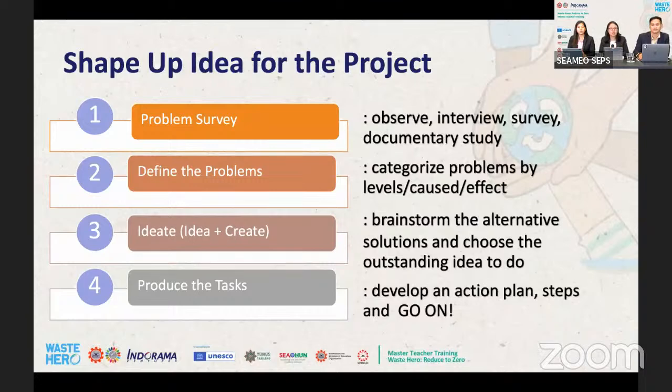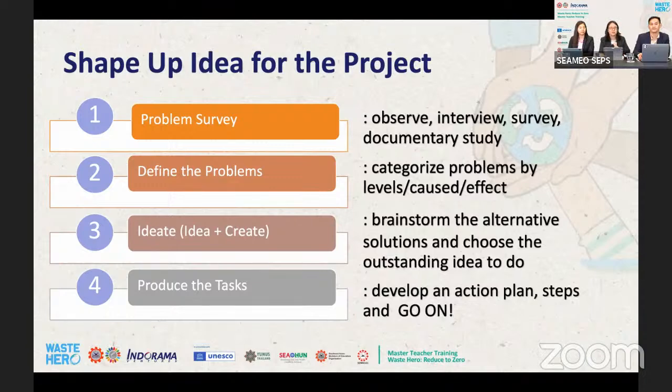And the second step for us to shape up the idea for the project is define the problem. Because after they have enough information about the problem, they have to categorize, group, and analyze the cause and maybe the effect of that problem. In this step, as teachers, we just facilitate them to shape up the idea. We just stand around the student groups and facilitate them. No need to give a directed idea, just facilitate, okay?